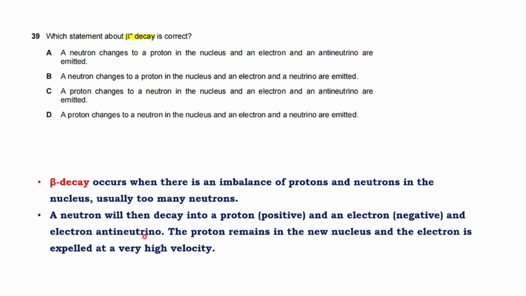And we know that we have beta plus decay and beta minus decay. In the case of beta minus decay, a neutron decays into an electron. In the case of beta plus decay, a proton decays into a positron. So which option is giving you the similar answer? Question number 39 has the correct answer of option A.